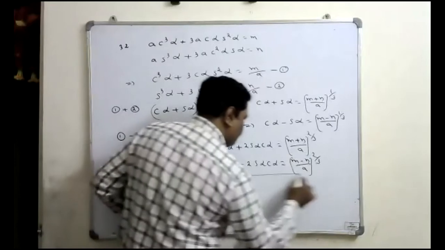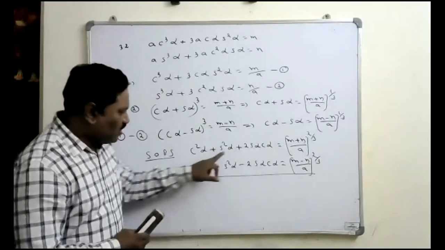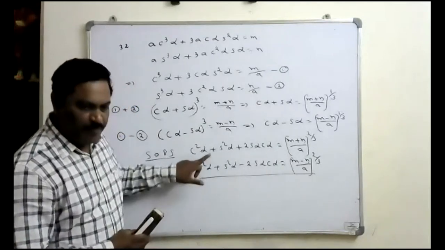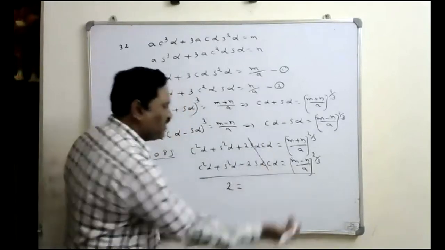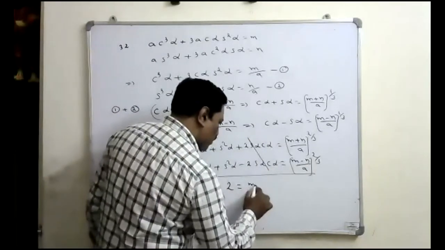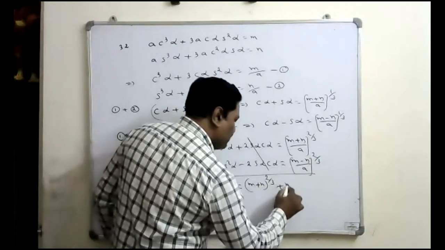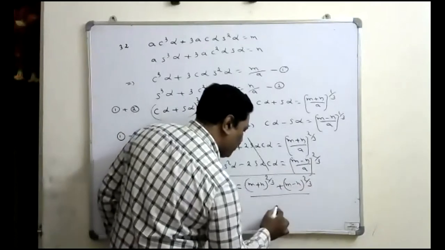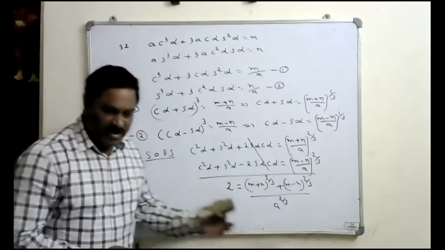Now add them. दोनों भी ऐड करो. दोनों भी ऐड किया तो इधर cos square alpha plus sin square alpha, this is 1, this is also 1. 1 plus 1, this is 2, is equal to, these two terms are getting cancelled. Now here (m plus n) whole power 2 by 3 by a power 2 by 3 plus (m minus n) whole power 2 by 3 by a power 2 by 3, we are getting, in the denominator is a power 2 by 3. This is what we are getting if you add these two.